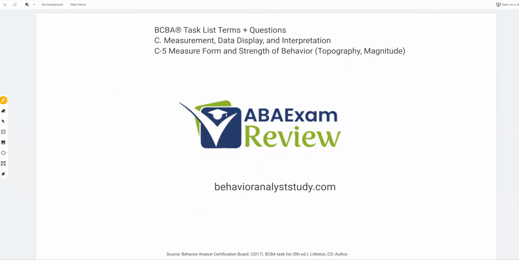All right, welcome back to ABA exam review and the continuation of our BCBA task list series with C5, measure form and strength of behavior, or topography and magnitude. Simply, what does the behavior look like and what is the intensity of the behavior? These are going to be complements to the main quantitative measurements that we've already covered.